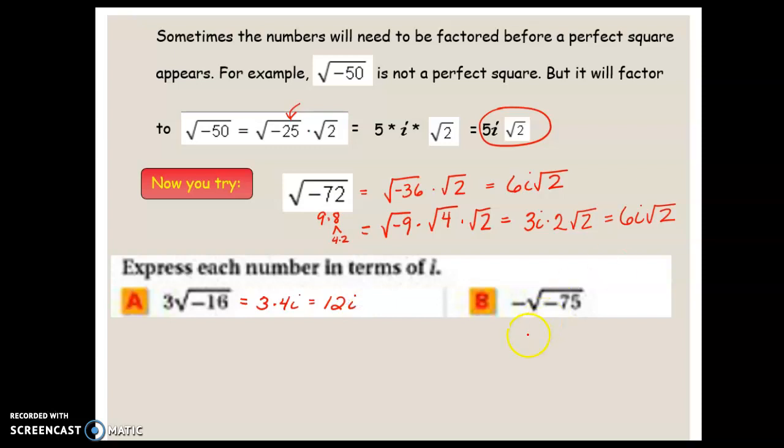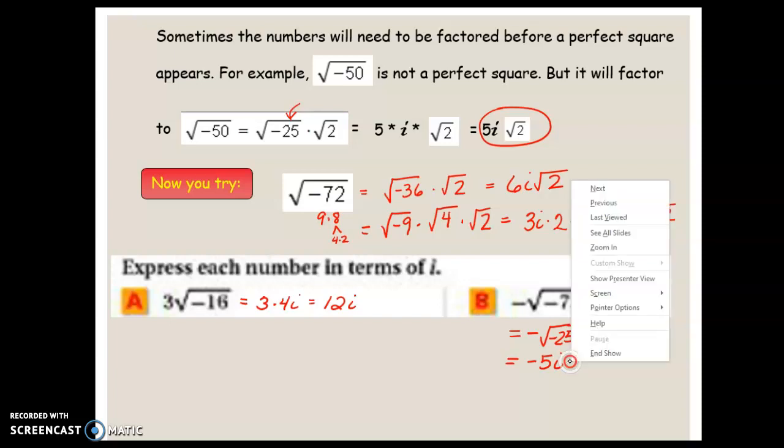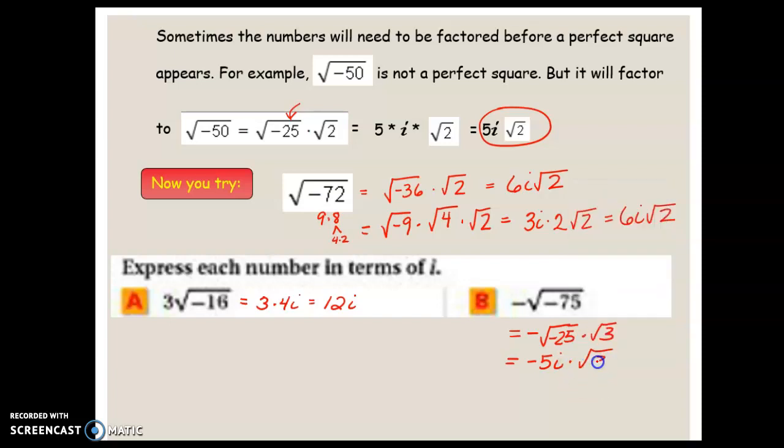Okay, here we've got 3 times the square root of -16, which is 3 times 4i, or 12i. This is negative times the square root of -25 times the square root of 3. Notice I always put the negative with the perfect square so that when I get it, I can just pull it right out. 5i times the square root of 3. So you'd end up with -5i and then the square root of 3 on the side. Okay?